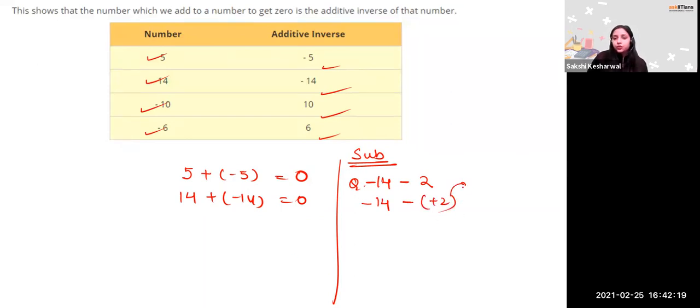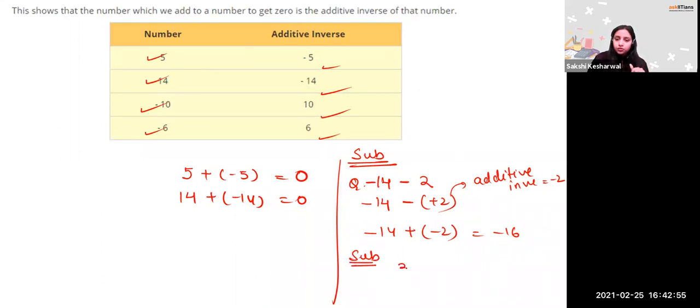What is the additive inverse of plus 2? The additive inverse of plus 2 will be minus 2, right? So what you will be doing is changing the sign. So this will become negative 14, and this will become plus 14 of minus 2, right? So you will just be changing the sign, and this will become minus 14 minus 2. Now you are adding two negative integers, so you will actually add and put the negative sign. So this will be, beta, minus 16.